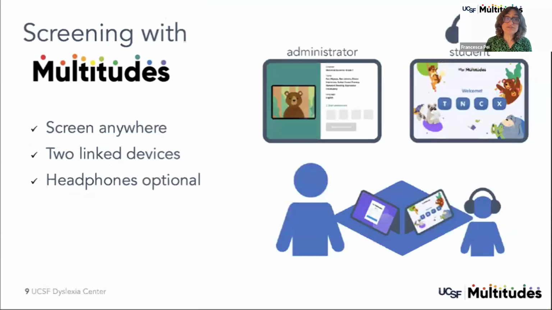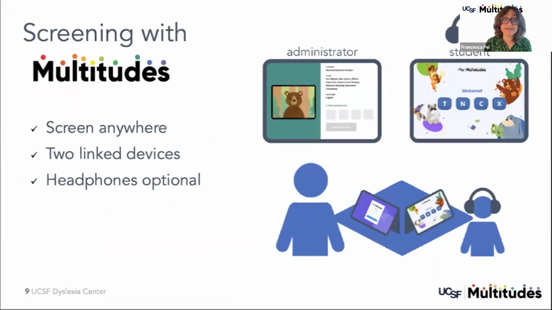Screening with Multitude, again, just to stress one more time, can happen anywhere there is a Wi-Fi connection because it's web-based. The administrator and student device are digitally linked. And as with any assessment, the ideal environment is as free of distraction as possible. However, Multitude can also be given in the classroom setting. In that case, we do recommend using headphones for the student device.